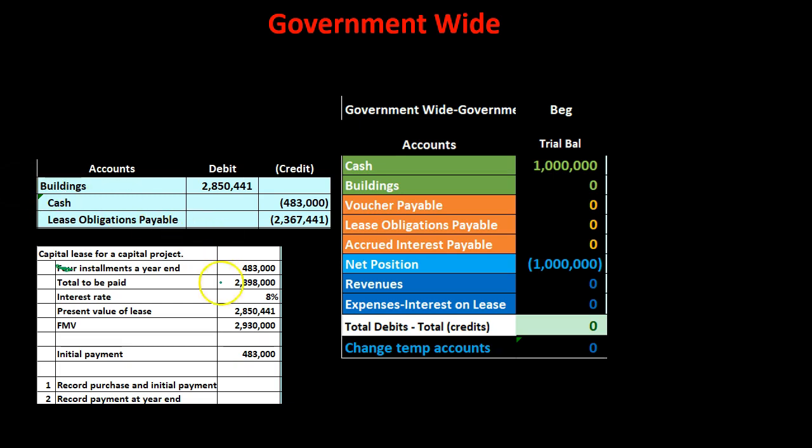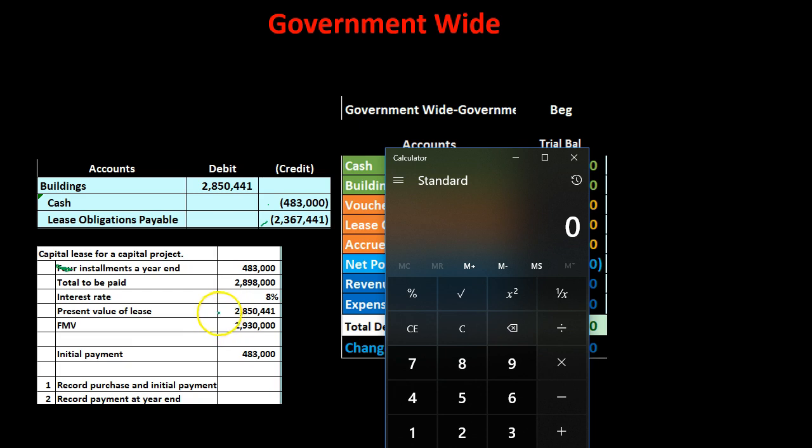We've got the cash. We're going to pay the $483,000. So we're going to credit the $483,000. Then we're going to credit the lease obligation payable. The lease obligation payable then being the $2,367,441. That's going to be equivalent to the present value of the lease payments, which is going to be the $2,850,441 minus what we're paying here, $483,000, and that's going to be the $2,367,441, and therefore the building is going to go on the books.